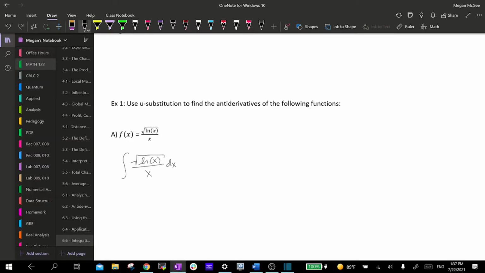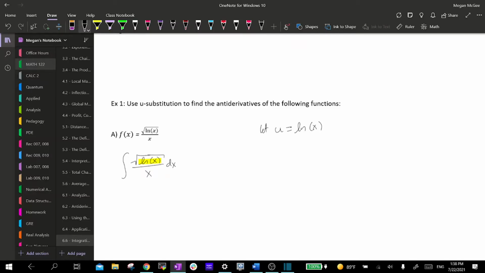It takes a little bit of trial and error to start, but really it's knowing where our inside and outside functions are and trying to think that way. Also, think ahead and look to see if we take the derivative of u, do we already have that derivative there? In this case, I'm going to pick the inside function, the natural log of x, to be our u. So I'm going to let u be equal to the natural log of x.